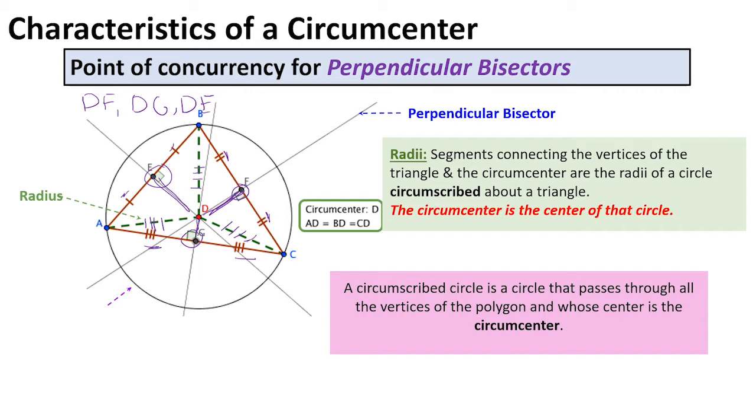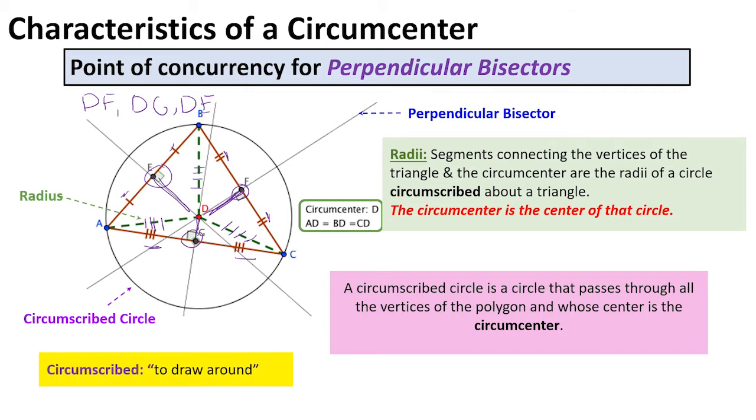And a circumscribed circle is a circle that passes through all the vertices of the polygon here. And so A, B, and C are vertices of this triangle. And as we can see, this circle passes through all of those vertices. And DA, DB, and DC are radii of that circle. And circumscribed literally just means to draw around. So quite a bit of information on this slide here.